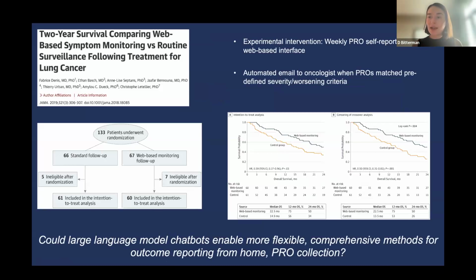Moving forward, as we start to integrate AI into our digital technologies, there's potential for also using language models in a chatbot type interface to automatically collect patient-reported outcomes as well.